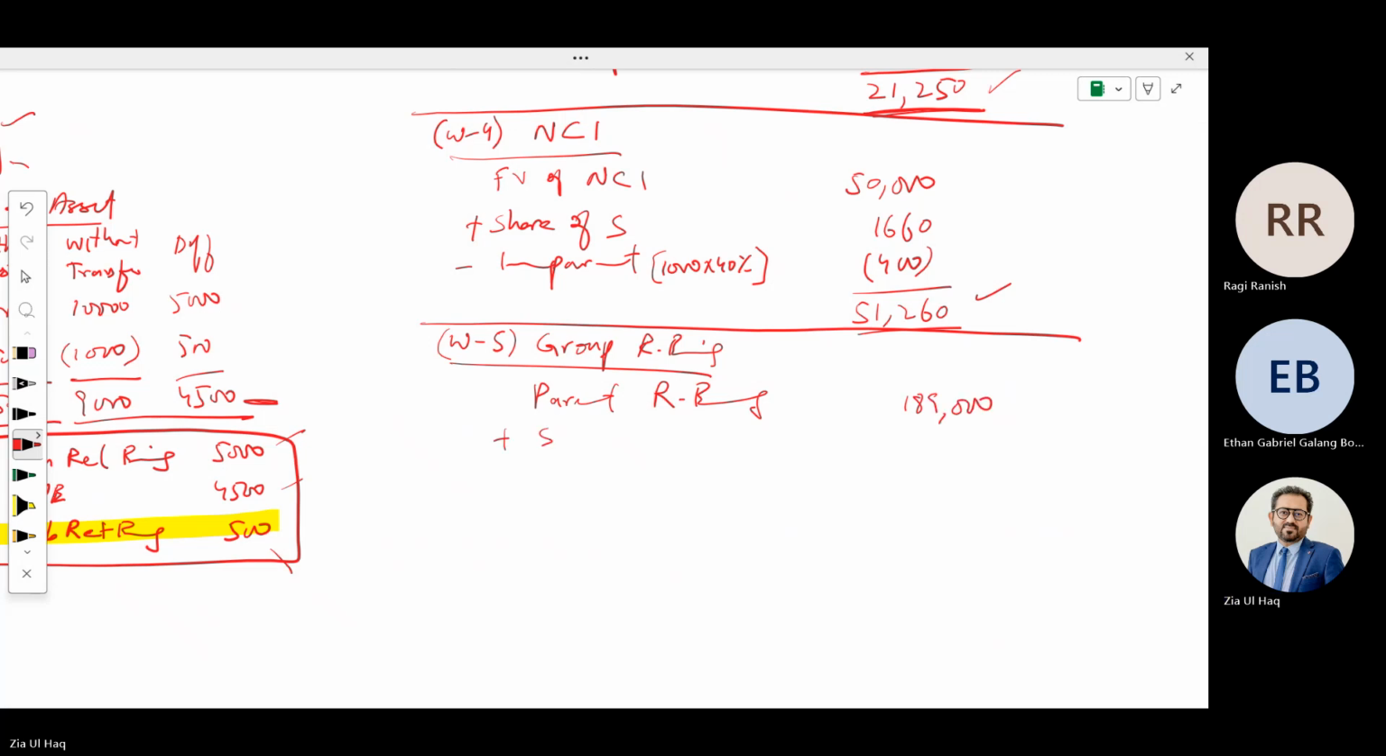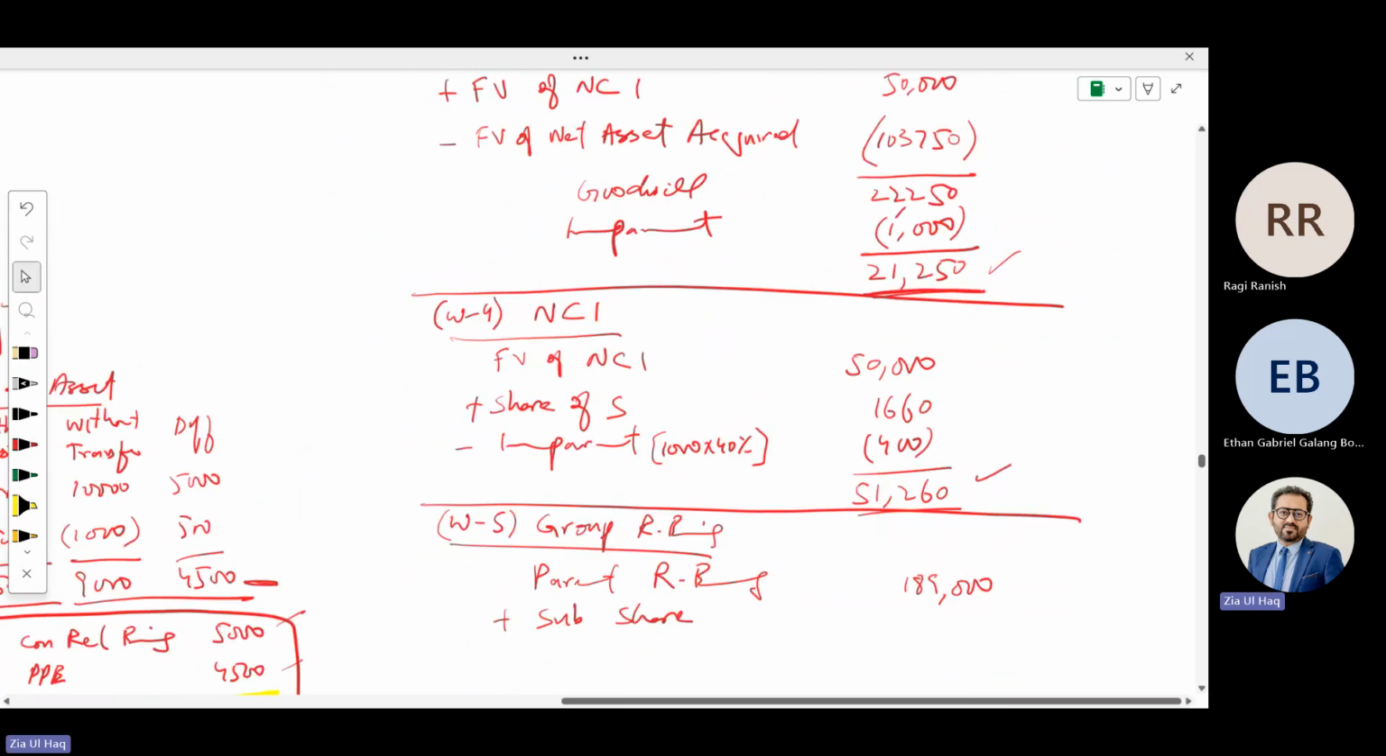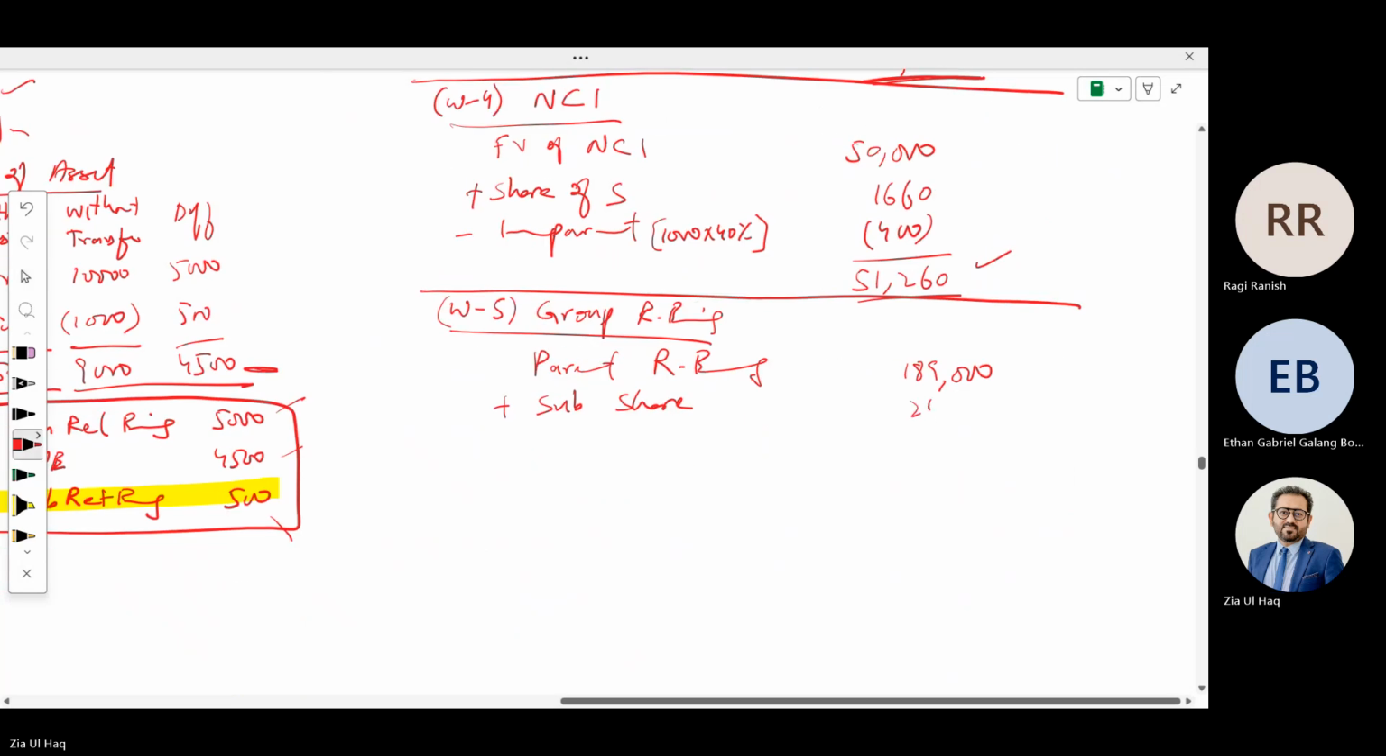Plus subsidiary share. That is what? 2,490. Minus impairment. That is what? 600.